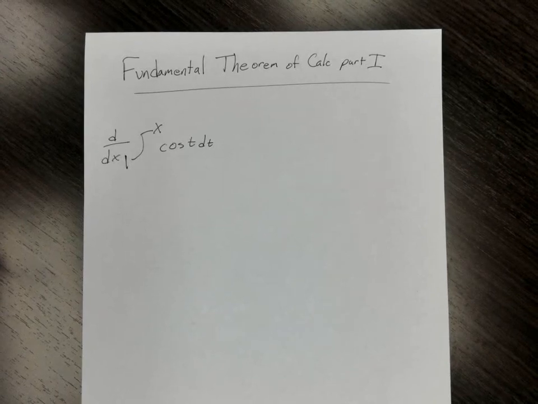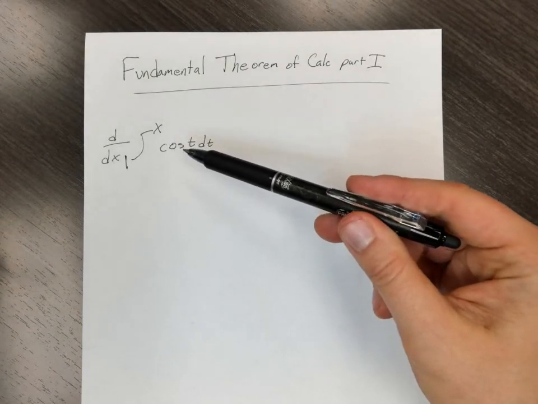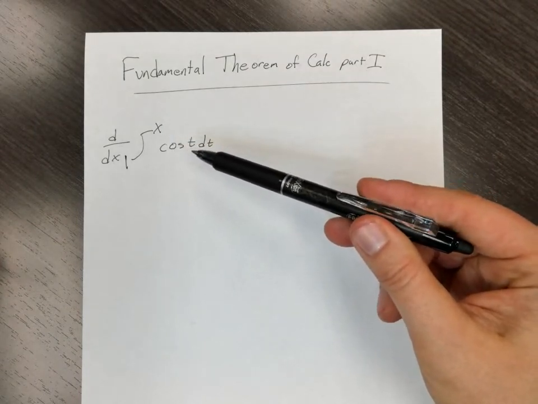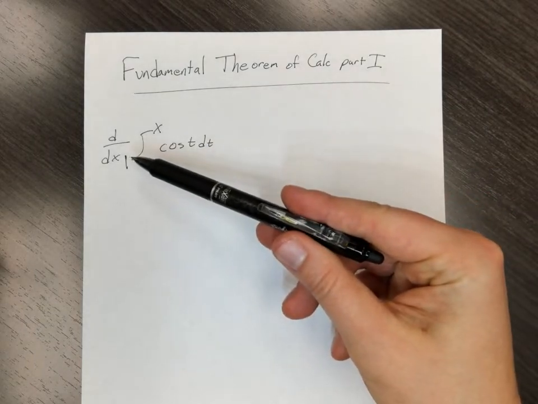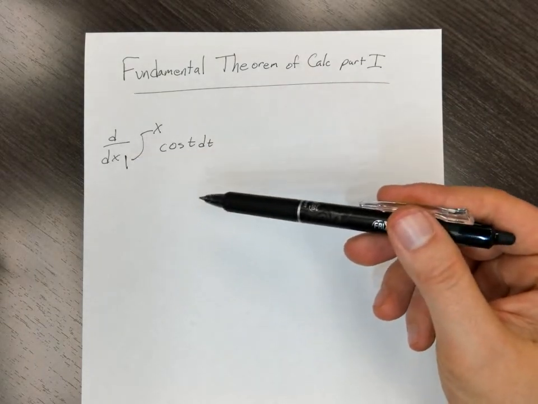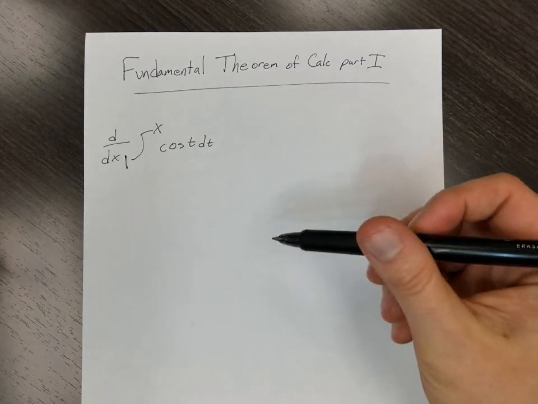Hey, this is Mr. K, and today we're going to go over the first part of the Fundamental Theorem of Calculus. So I have here an integral with one variable, and then within the integral I have a variable of a different variable. Essentially what this first part is saying is that if I have an integral or an antiderivative, and then I take the derivative of that, they're essentially going to cancel each other out. I'll show you the long way, and then I'll show you the shortcut.